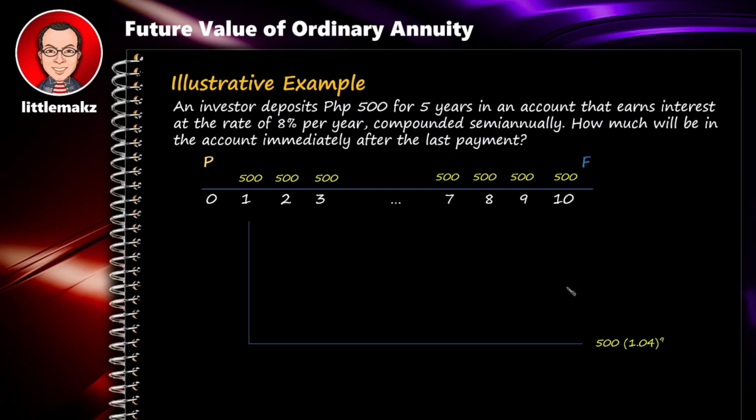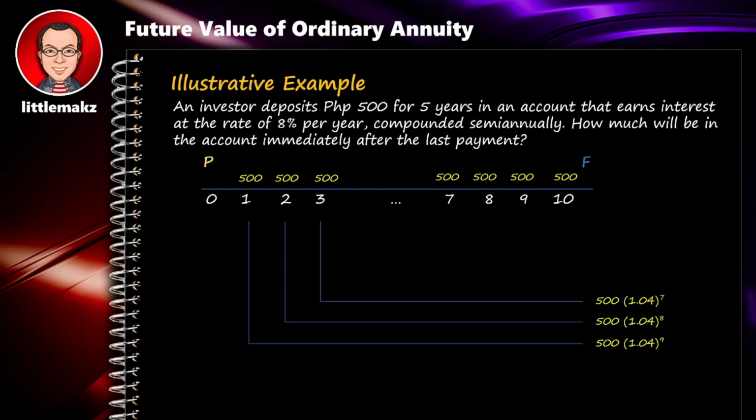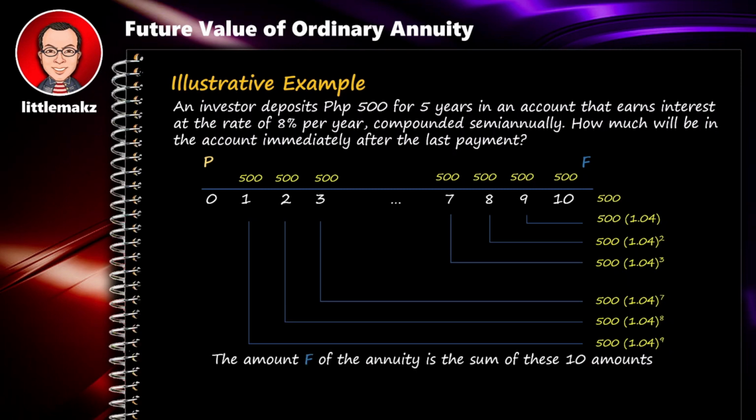Looking into this diagram, the first payment would be when your time is n minus 1, or that is 9. And then the second will be 8, the third will be 7, and so on and so forth until the last payment, which is equal to 500 without interest. The amount F of the annuity is the sum of all these 10 amounts.